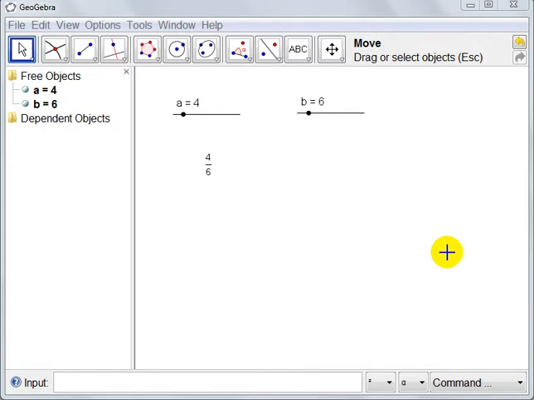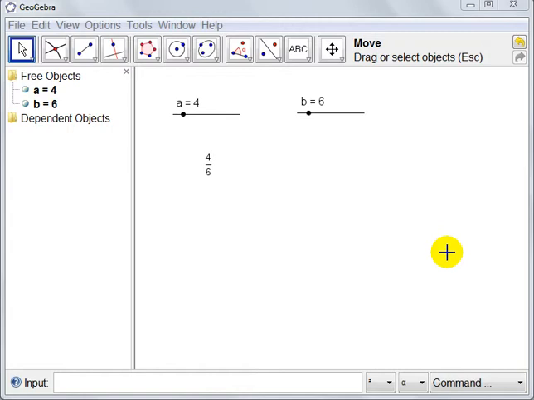Okay, we continue with fractions and the use of LaTeX. Earlier we had done sliders with A and B and showing how we use LaTeX to represent A over B, the fraction A over B.